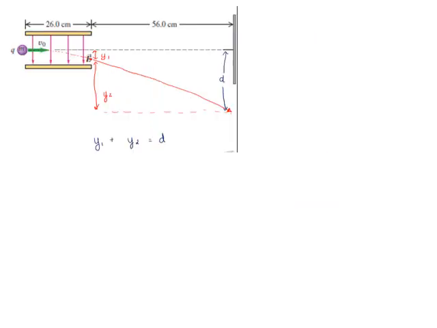Let's write down a kinematics equation to see if we can find y1. We know that y1 is equal to v0 y1, the y component of the initial velocity, times time t1, the amount of time it spends in the first region, plus 1/2 times a1, the acceleration in the first region, times t1 squared. Right off the bat, v initial y1 equals 0 because it comes in horizontally. So our first term is gone.